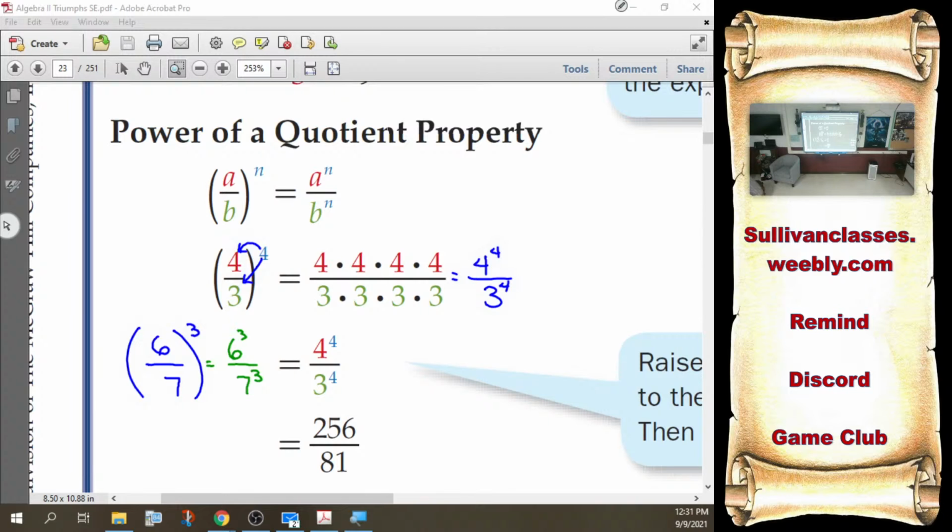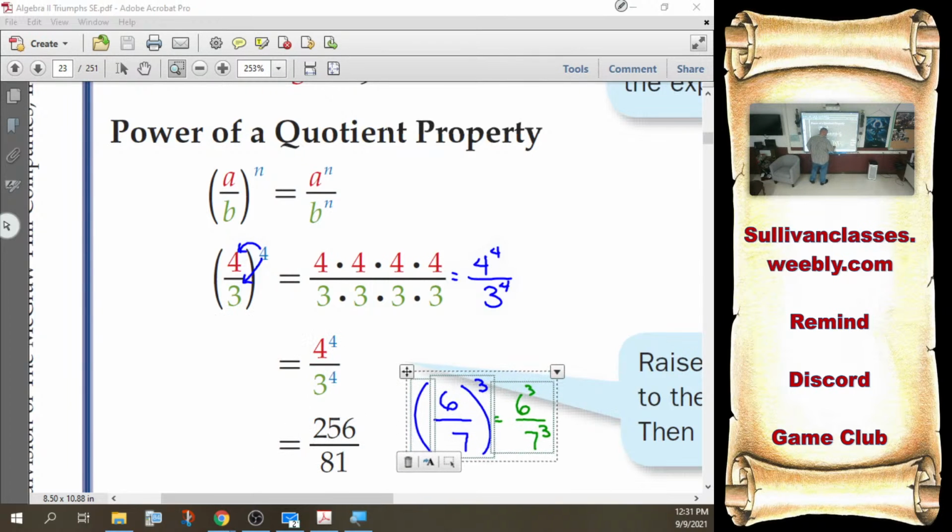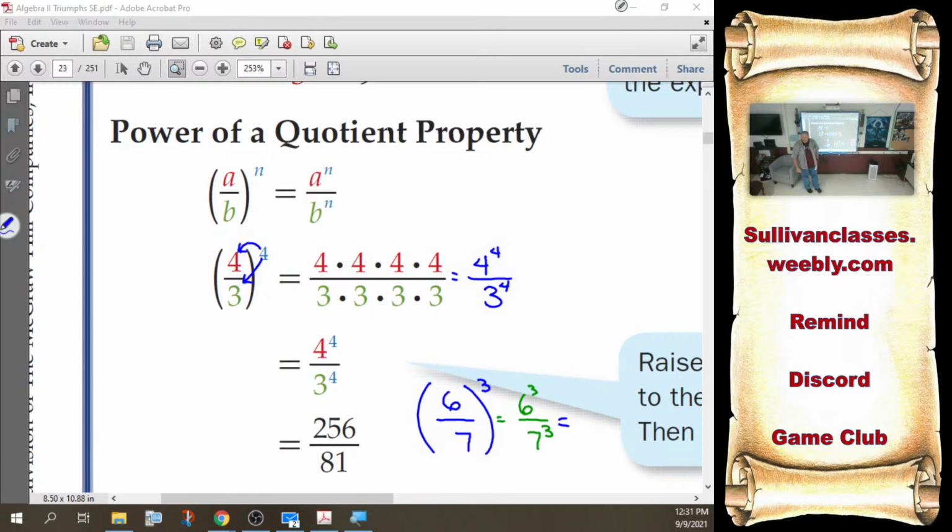You do not need to type this in as a fraction. I'm just asking you to do it in pieces. If I have 6 over 7 to the third, it's the same as 6 to the third and 7 to the third. Someone who pressed the button, what is 6 to the third? 216. It's big. 7 to the third? 343. And you leave it like that.